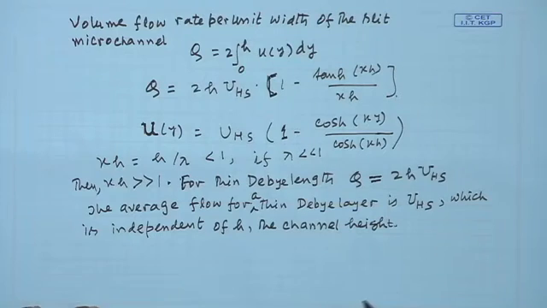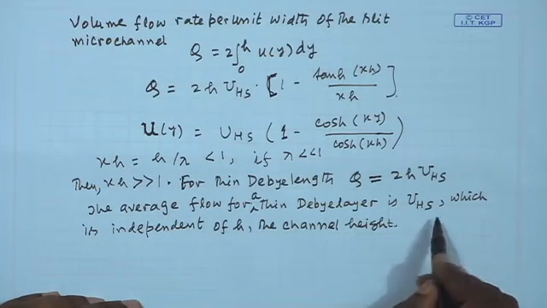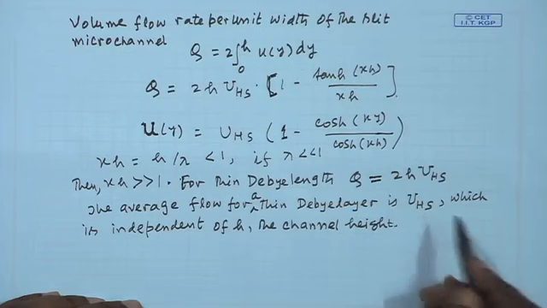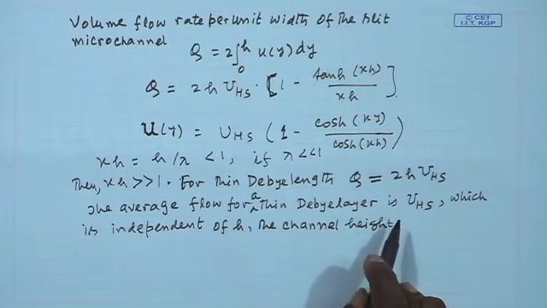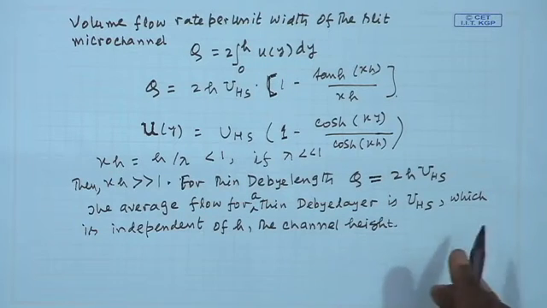This is a very important characteristic, because we will be considering only very low channel height, that is, low channel dimension. So what you find is that if it is a thin Debye length, we get a UHS which is becoming independent of H. Okay.